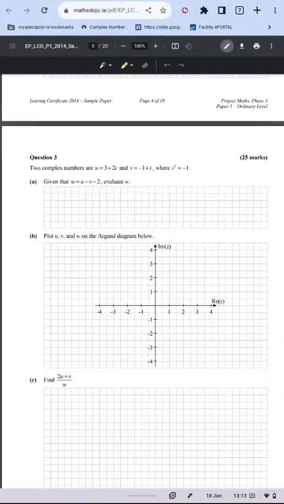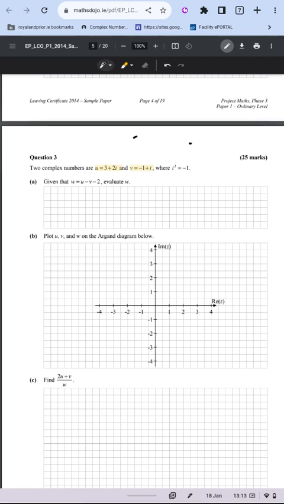All right, request in there for questions 3, 4 and 5. So we'll go through these quickly. First one, complex numbers from the sample paper. So two complex numbers, u and v, are that. Always highlight them, underline them, whatever. And the key thing there, once you see a squared, it's minus 1.